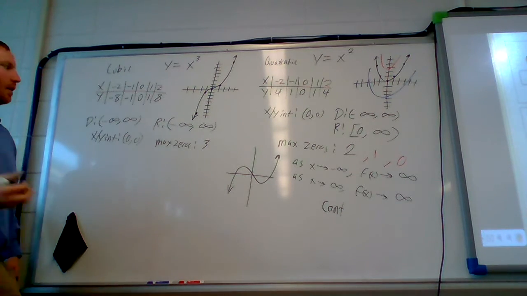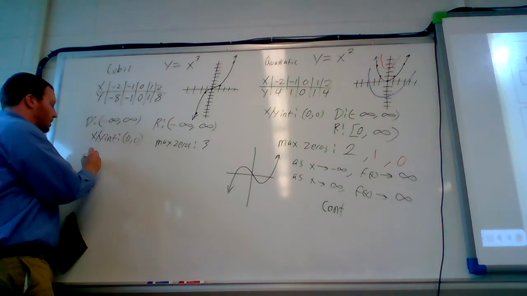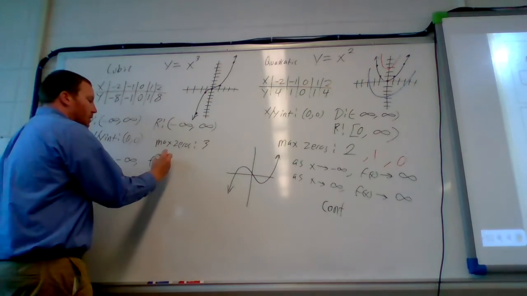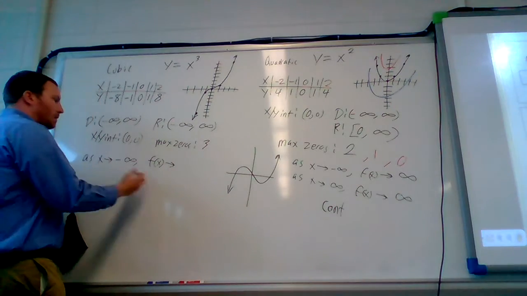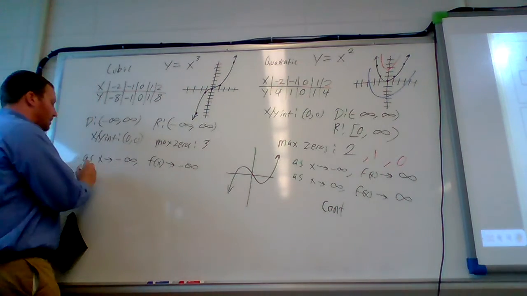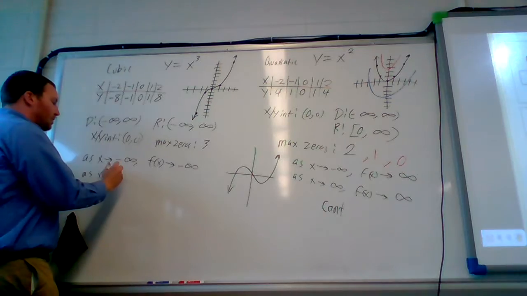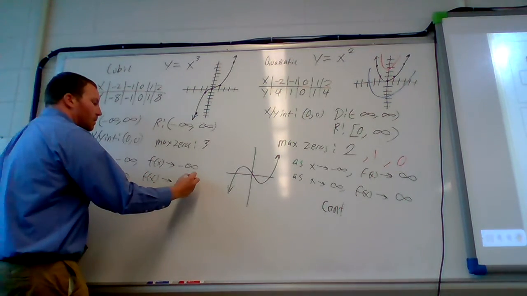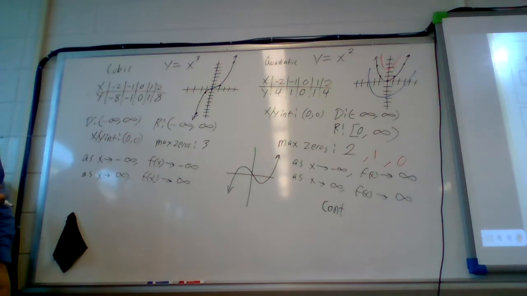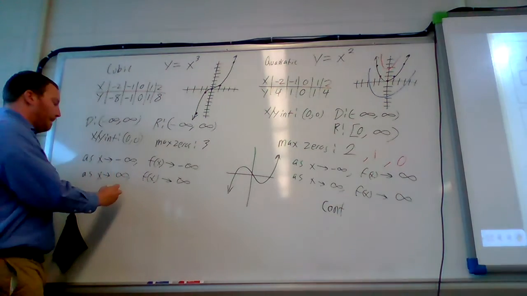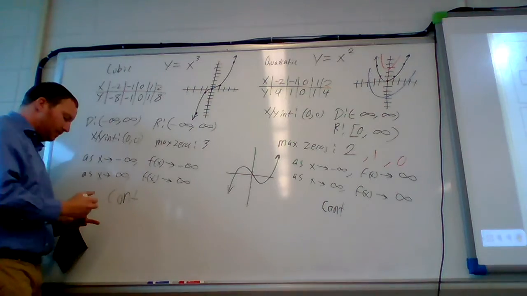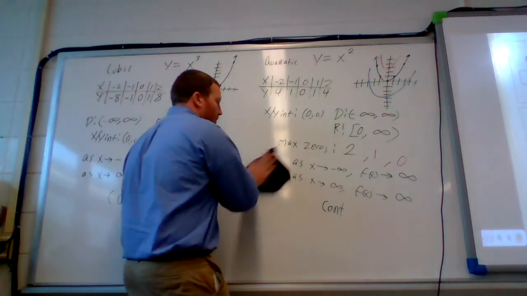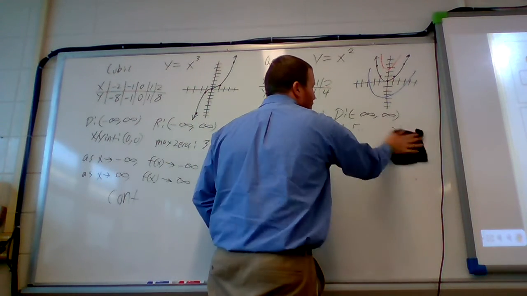Then our end behavior, as x approaches negative infinity, f of x approaches negative infinity. And as x approaches positive infinity, f of x approaches positive infinity. And is this one continuous? Yes, it is. Then our last one is our square root function.